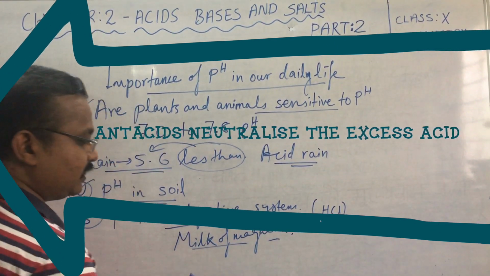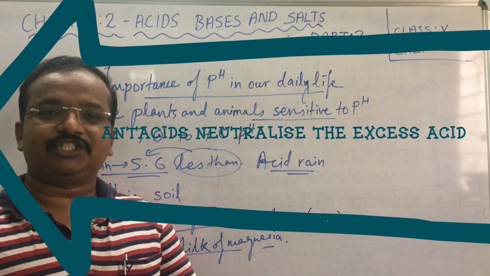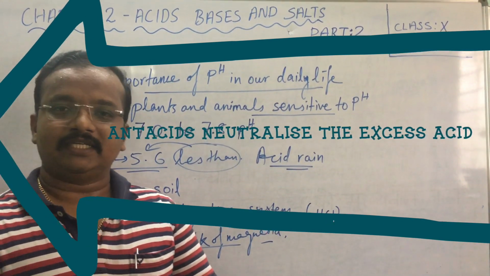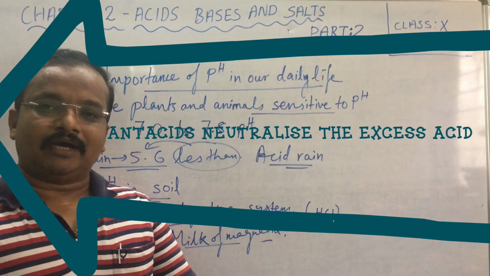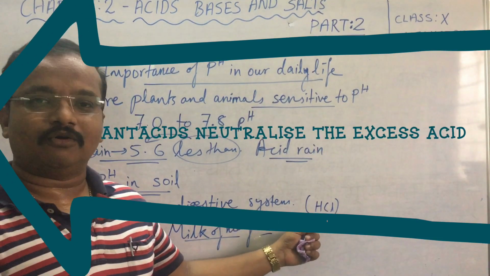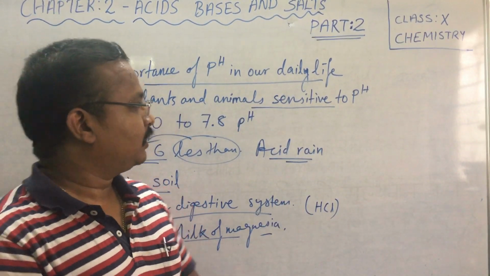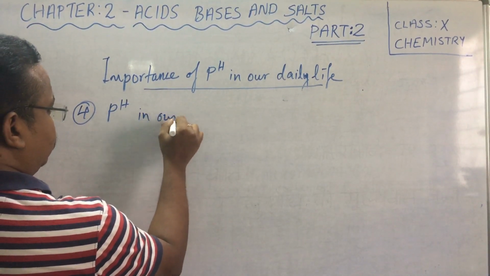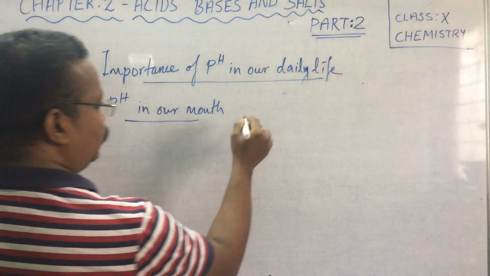Milk of magnesia contains magnesium hydroxide. This magnesium hydroxide present in milk of magnesia helps the stomach neutralize the effect of too much hydrochloric acid produced in our stomach. Fourth one, pH in our mouth, which causes tooth decay.